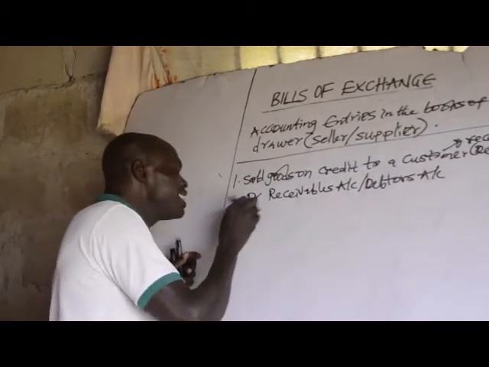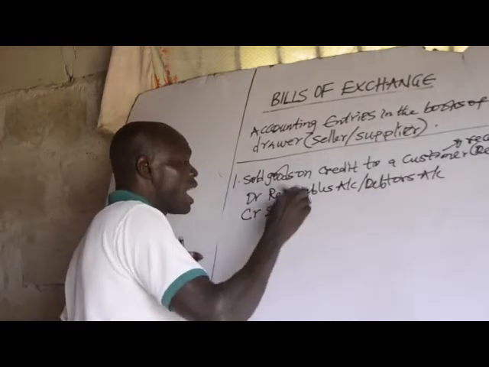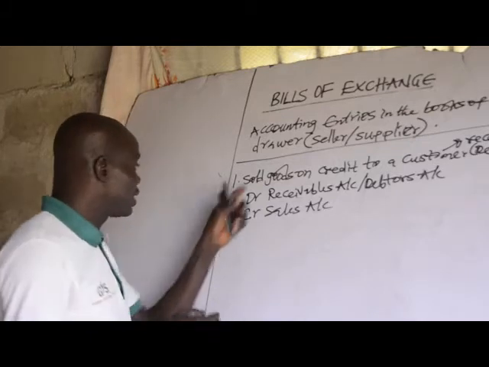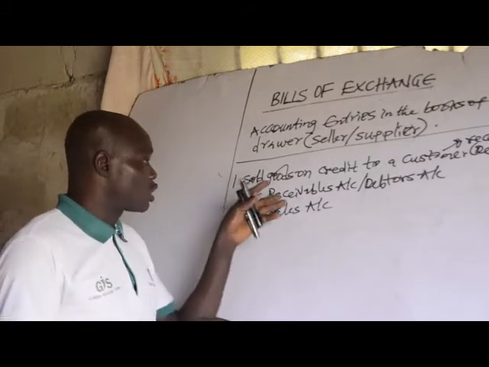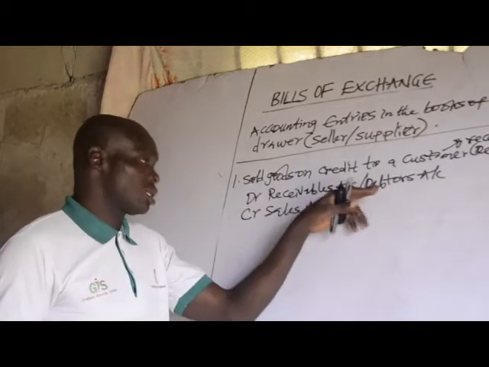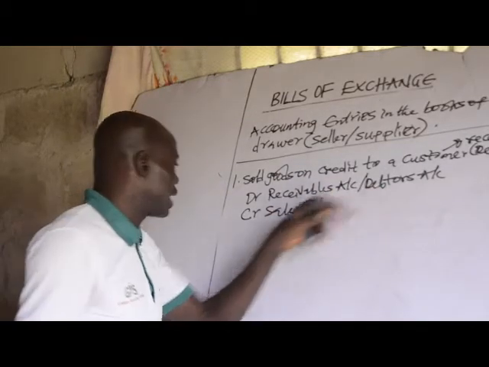And you credit the sales account. Sales is the giver, and the customer is the receiver. The customer's account is the debtors' account, or receivables. Or you can still call it the customer account.